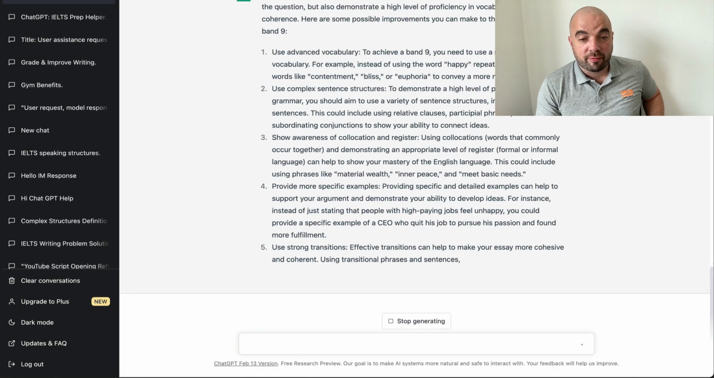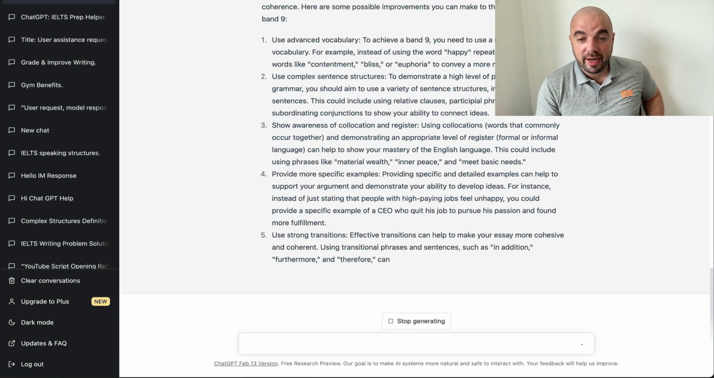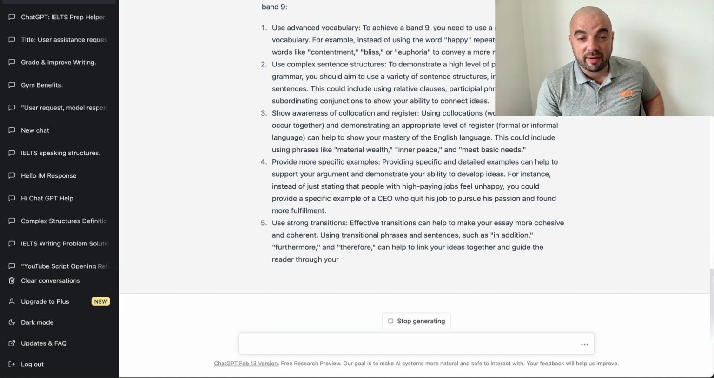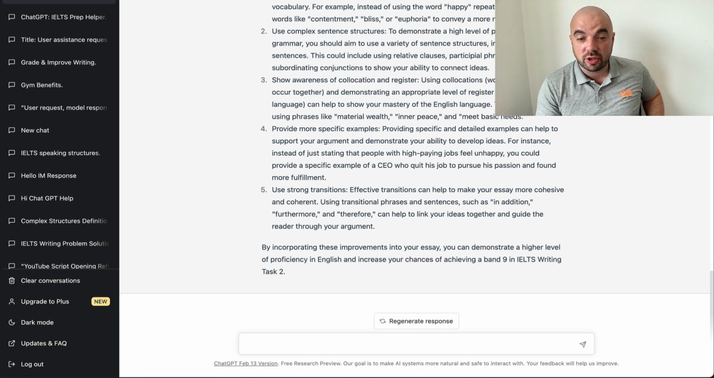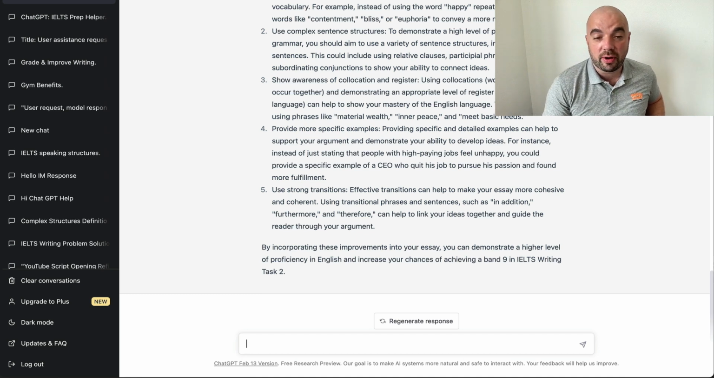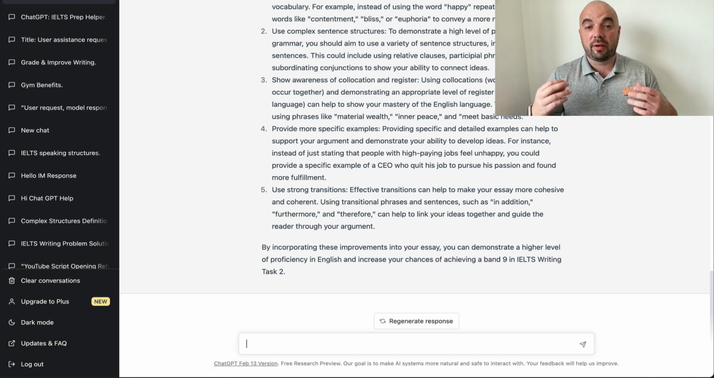This could include using phrases like material wealth, inner peace, and meet basic needs. You could ask for more specific examples. You could provide an example of a CEO who quit his job to pursue his passion and found more fulfillment. Also, use strong transitions. Effective transitions could help make your essay more cohesive and coherent. So it's taken the essay that it's written and it's given you ways to make it into a band 9.